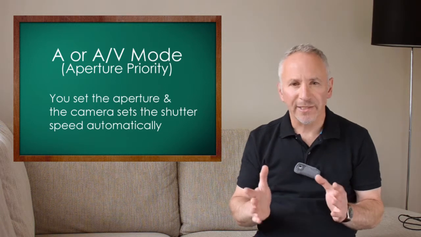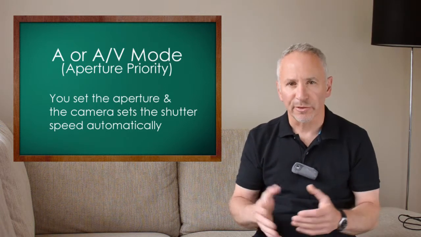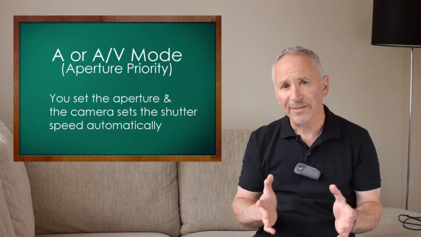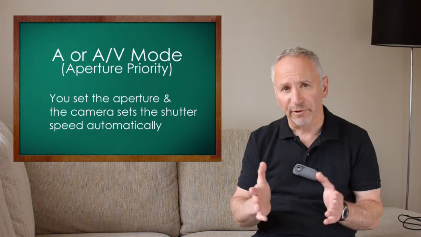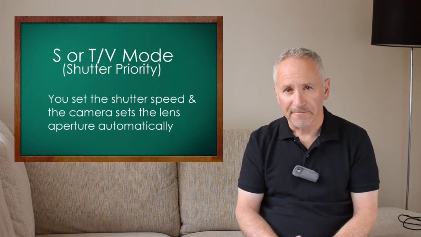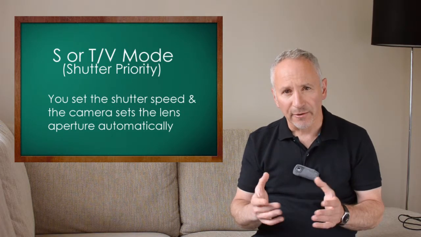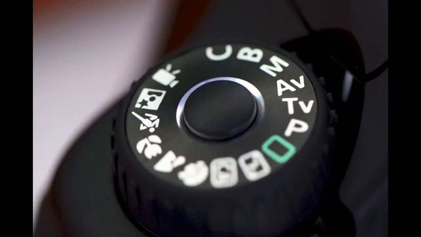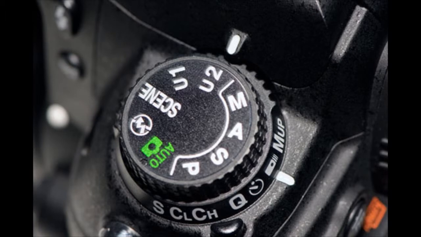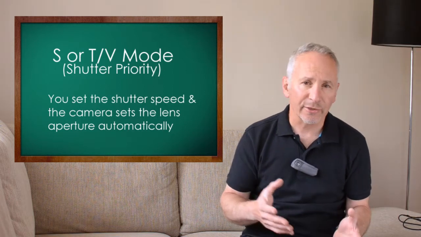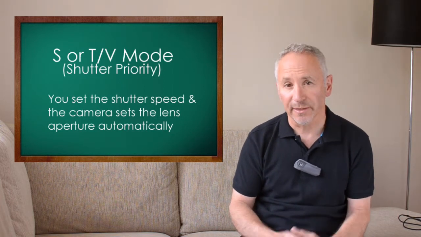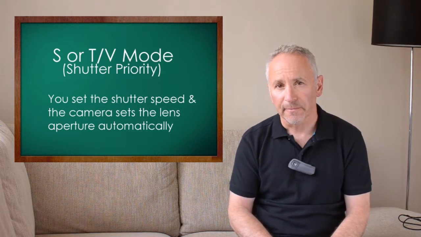The way it works is you set the aperture value, whether it's a large or small aperture, and the camera automatically figures out the corresponding correct shutter speed to give you a properly exposed photo. Now, the exact opposite is another mode called Shutter Priority. Canon call this mode TV, which stands for time value. Nikon and other cameras call it the S mode for Shutter Priority. In this mode, you select the shutter speed that you want, and the camera figures out how large or small the lens aperture should be to give you a properly exposed photo.